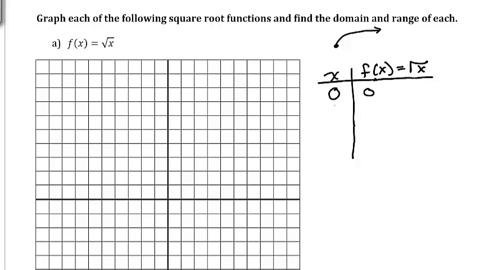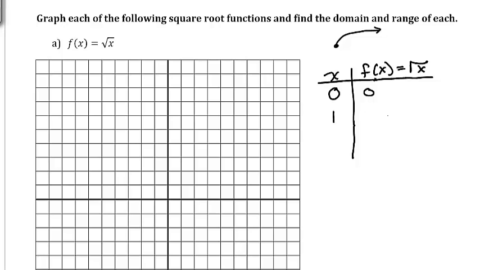And then pick your x's so that they give you nice numbers. You can put whatever you want in there, but I always try to pick perfect squares or numbers that will give me perfect squares when I plug it into x, so that we're taking the square root and we get a nice result back. It just makes graphing a lot easier.